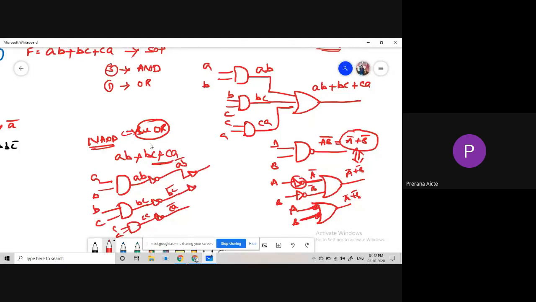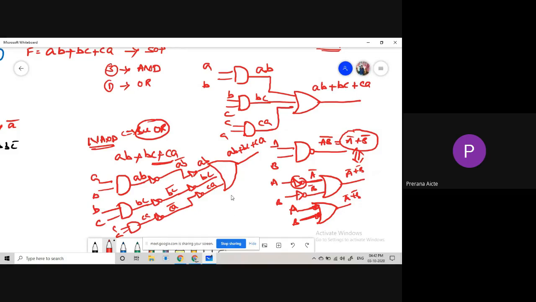If we are using another NOT gate, what is the output of this NOT gate? The second NOT gate gives back AB, BC, CA. Yes, sir. So these three are given to one OR gate, so simply we are getting AB plus BC plus CA. So this NOT is taken like this.